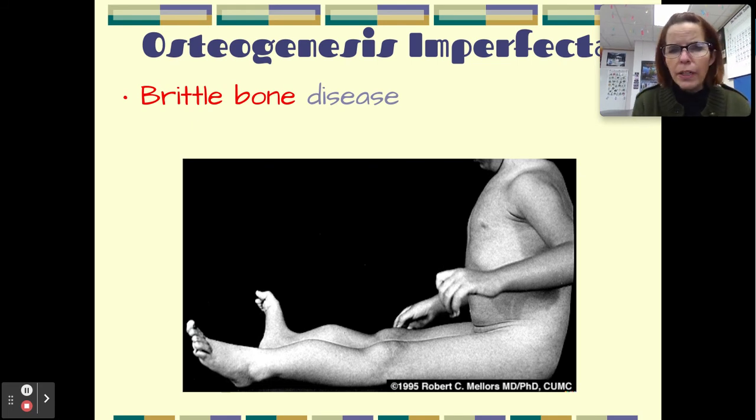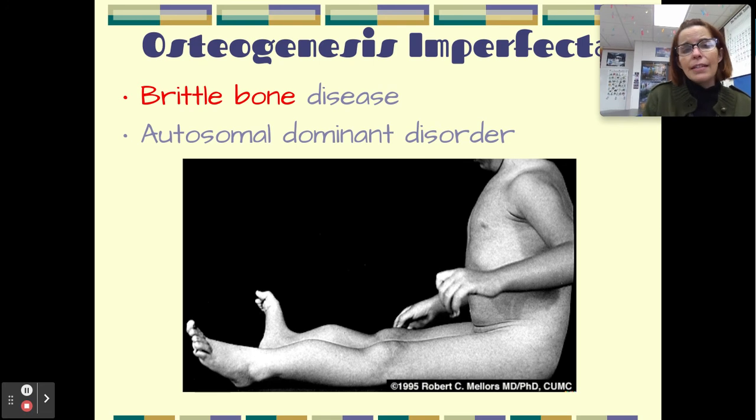All right, osteogenesis imperfecta. Osteo means bone, genesis means formation, and imperfecta means imperfect. So these are bones that have not formed correctly. It's also known as brittle bone disease. It is a dominant disorder, which means that kids only need to get one copy of the gene from a parent, but it's usually a random mutation. So the parent doesn't usually have it. It's just a random mutation that shows up in their egg or sperm, and then the baby has it.